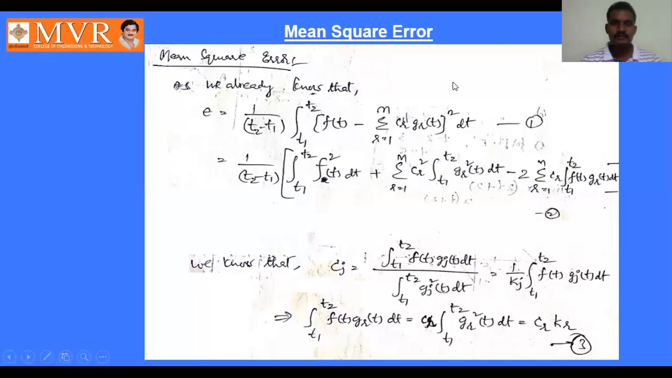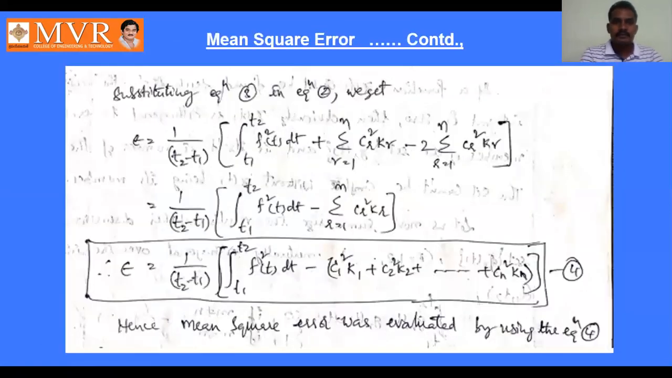So in the last class, we discussed the mean square error. This is the expression for mean square error. Mean square error is calculated as epsilon is equal to 1 by (t2 minus t1) integral from t1 to t2 of x square t dt, minus (c1 square k1 plus c2 square k2 plus c3 square k3 plus up to cn square kn). This is the expression for mean square error. After that, we are doing some problems.